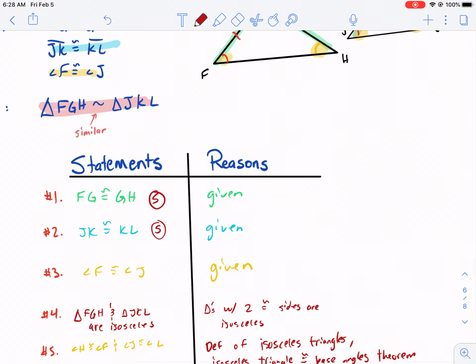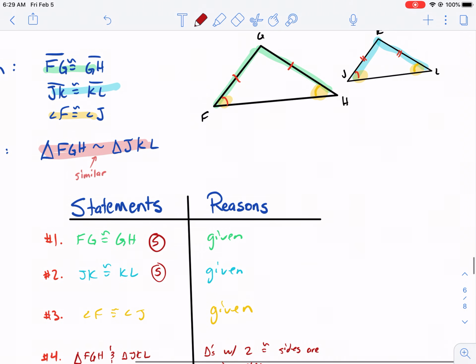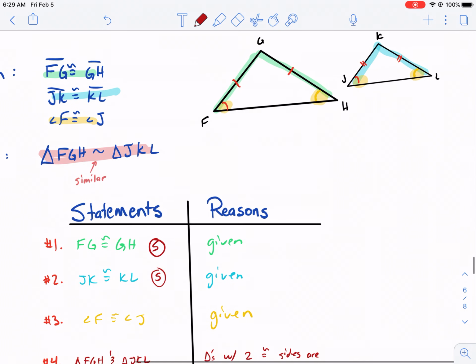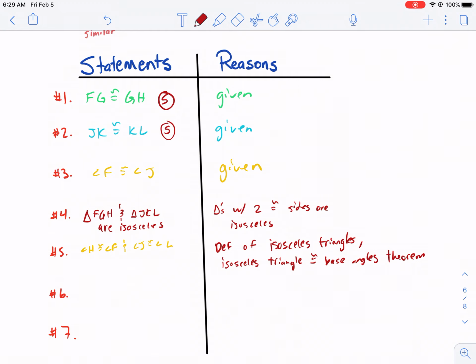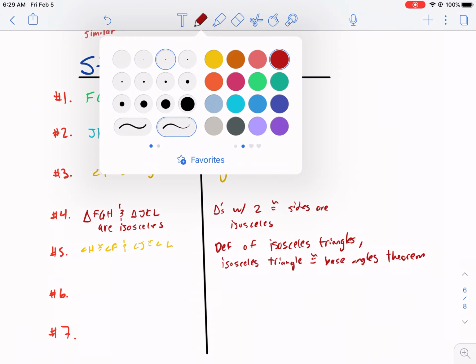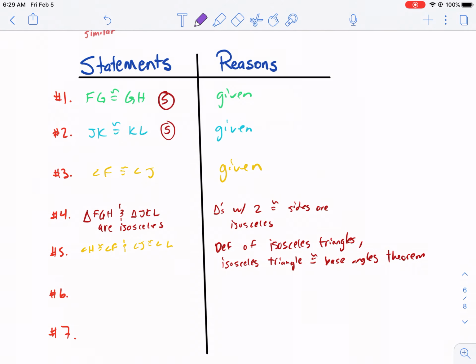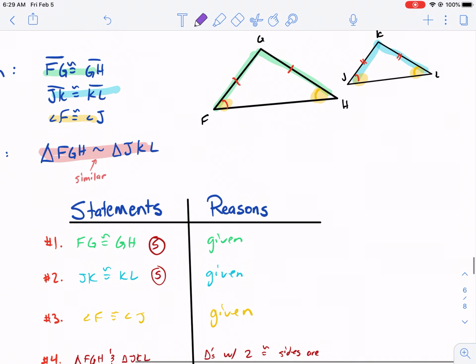We could also say now that angle H is congruent to angle L. That's probably the next step we need to say. Okay, so we're going to say, and I'm going to use purple just because it's a different color, angle H is congruent to angle L. A couple of different ways to do this.